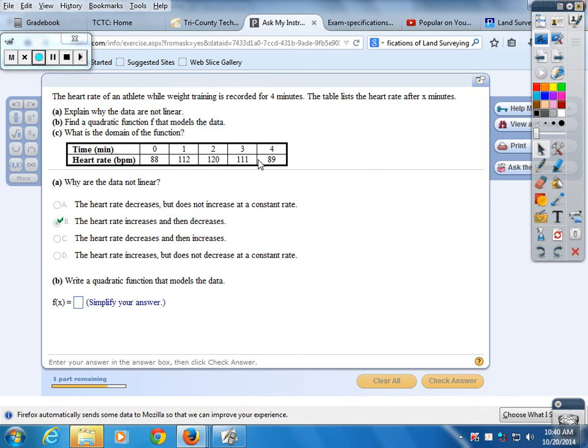The way I looked at it, all the numbers go up and then they go down. So I said the heart rate increases and then decreases. Sometimes you can do this just by looking at it.